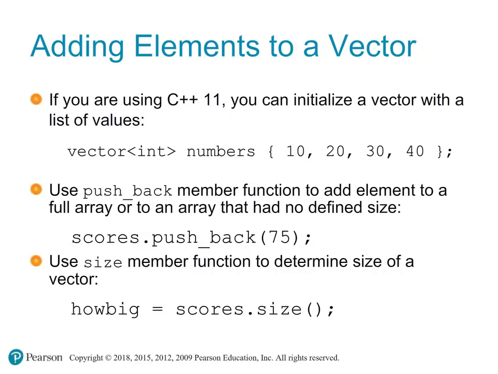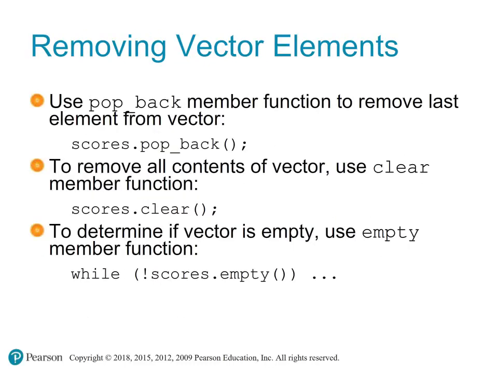The size member function returns the current number of elements in the vector. The pop_back function removes the last element from the vector, effectively reducing the vector size by 1. The clear function removes all elements from the vector, making it empty. The empty function returns a boolean indicating whether the vector is empty or not. This is useful for loop control or conditional statements.